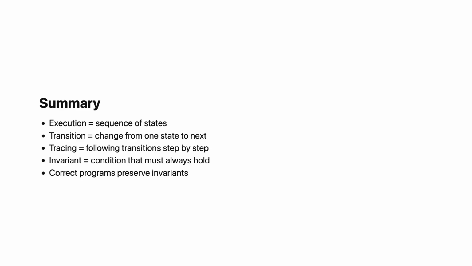An invariant is a condition that must always hold. Invariants constrain the state throughout execution. Correct programs preserve their invariants. Every transition maintains the conditions that must be true. State and change. This is how programs work. Understanding state transitions gives you the ability to reason about programs precisely. You can trace what happens, you can verify correctness, you can find bugs. This is the foundation of thinking like a programmer.